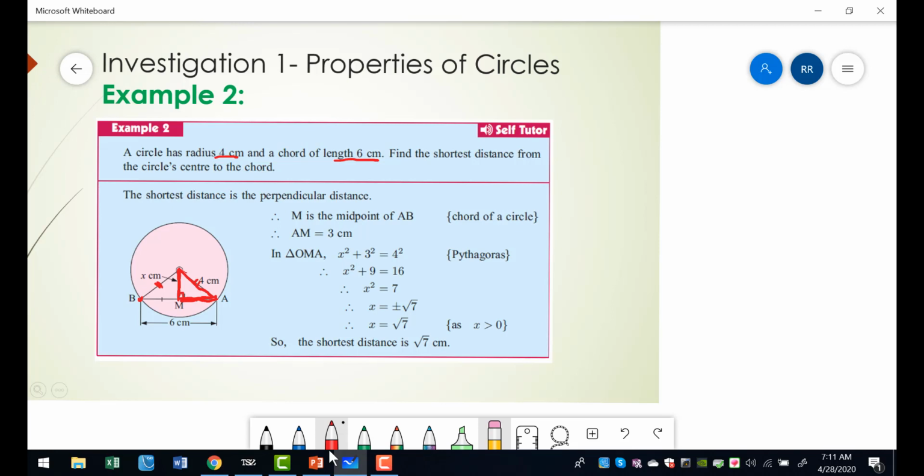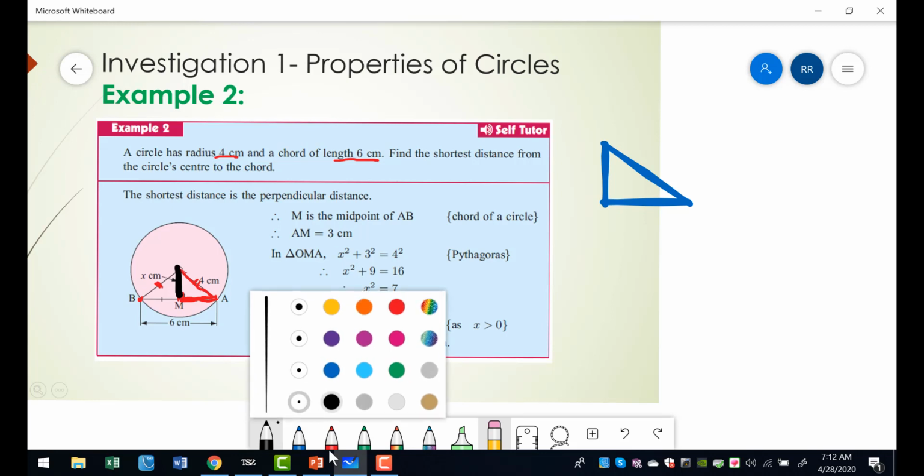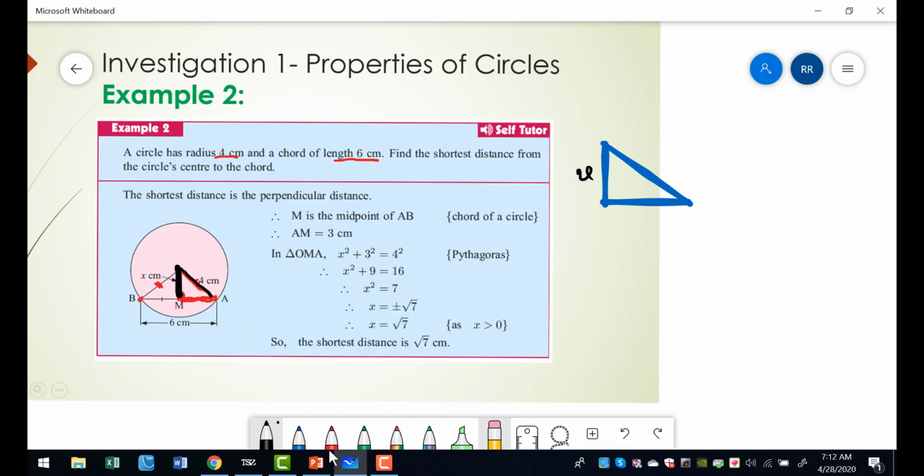So what we are looking for is this line here, the length of this line. So name this with x. So if I draw again, it will be a right angle triangle like this. So let's name all of the sides, because this one is x, right? So I'm going to name that with x. And in here, this one here is 4. So this is 4 centimeter.